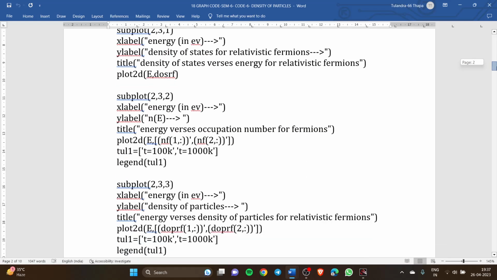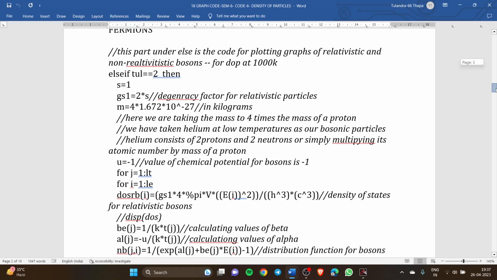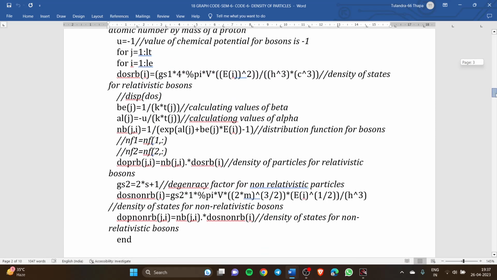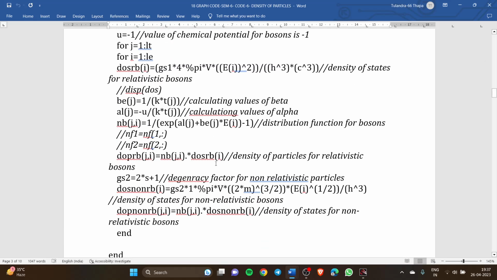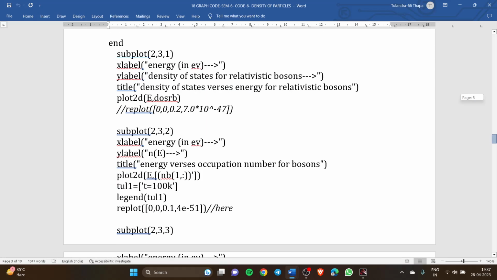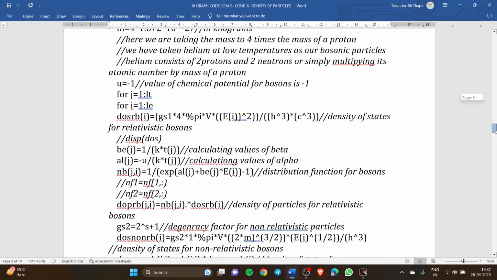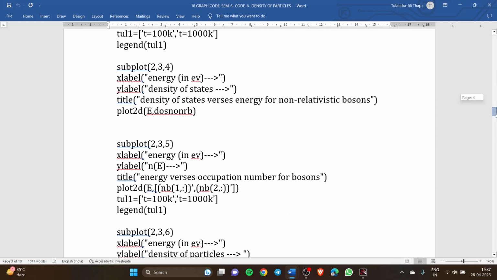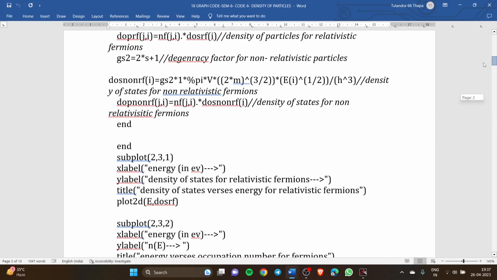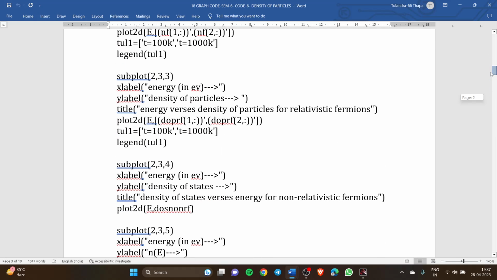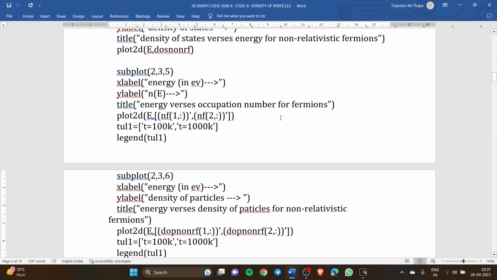Subplot 2 comma 3 comma 1, density of states. We have again done the same for bosons, simply multiplying with dot star in DOPRB. Simple as that. And again we have subplotted. This is because for the density of states in fermions we have DOPRF. In fermions we can compare them, because NF and 1 comma I we can compare, but in bosons it was coming out differently.